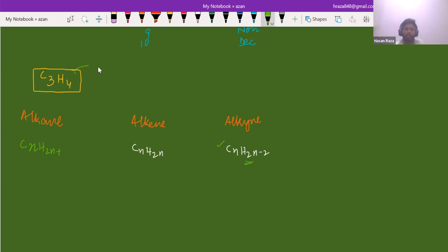So if you apply this formula here, what is the number of carbon? 3. So just double it, then you will get 6. If the number of hydrogen is 6, then it is alkene. And if the number of hydrogen is 6 plus 2, that is 8, then it is alkane. And if the number of hydrogen is 6 minus 2, then it is alkyne. Are you getting my point?